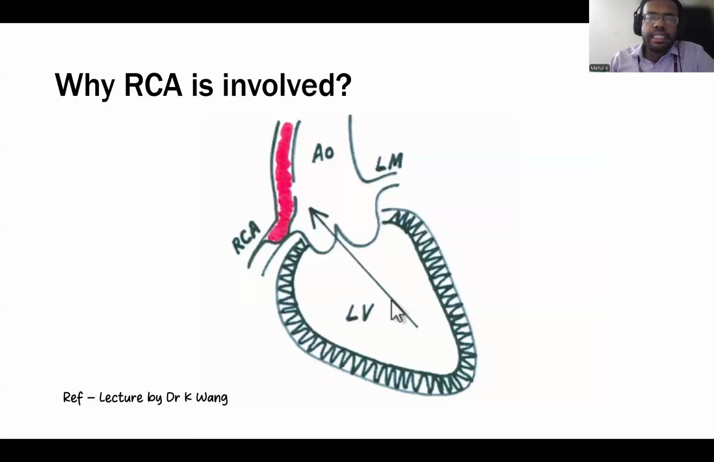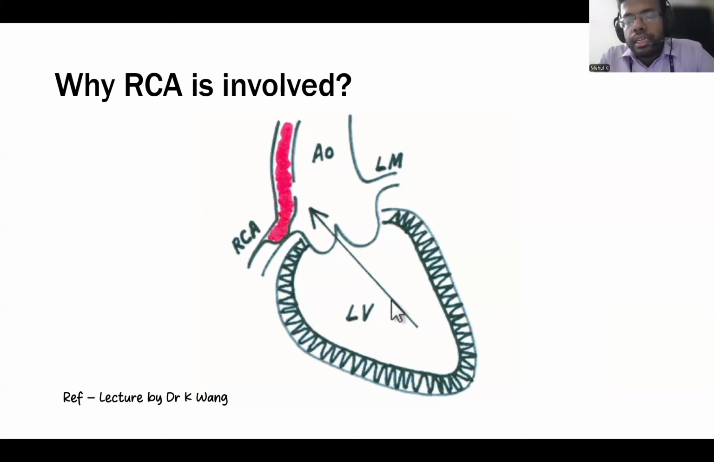So why does this occur? Why does the RCA tend to be involved? Well, if you see the jet going from the LV to the aorta, it goes somewhat towards the origin of your RCA. So if you have a dissection starting from here, you have an intimal violation here, and blood is dissecting. Blood usually dissects upward, away from the heart.